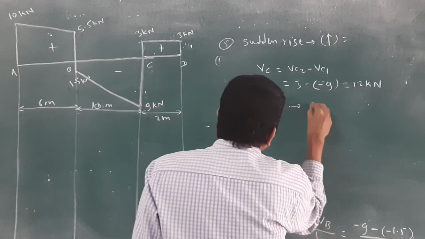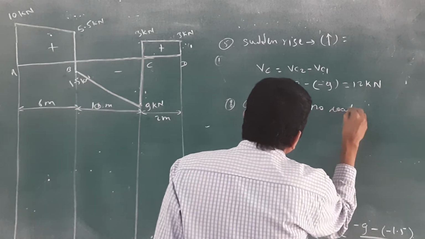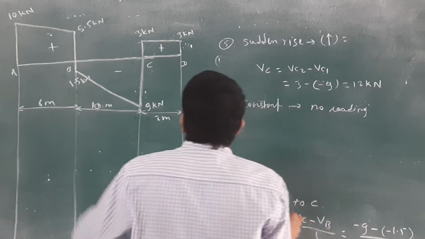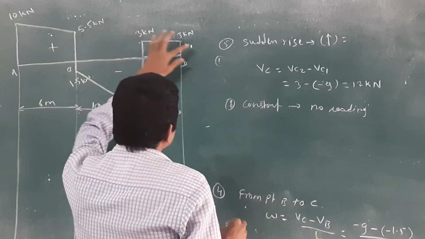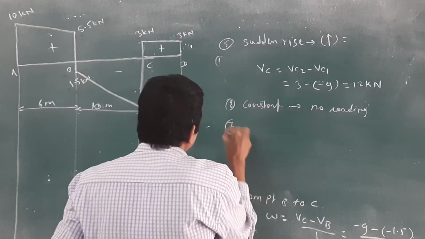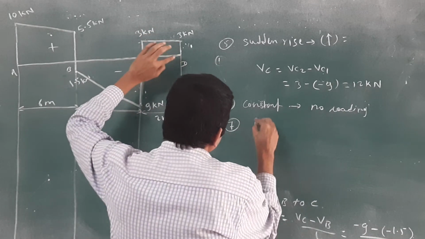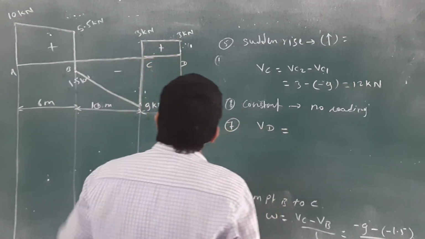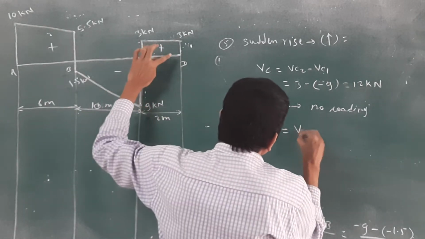Okay, there is no loading. Remember that the load is constant, so the force is constant. Then there is no loading. And the last, seventh point: the value of force at point D. How to calculate? Again, in a similar way.